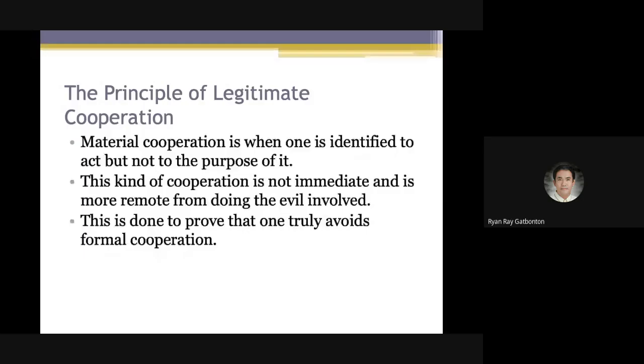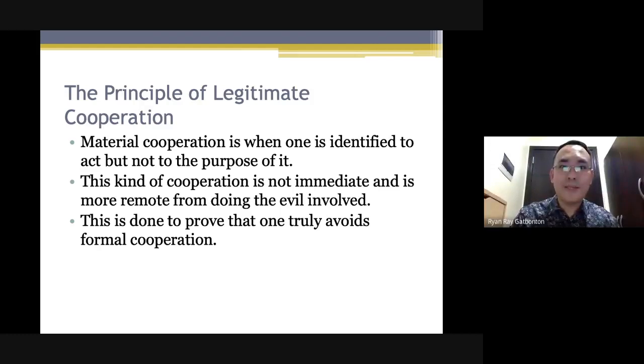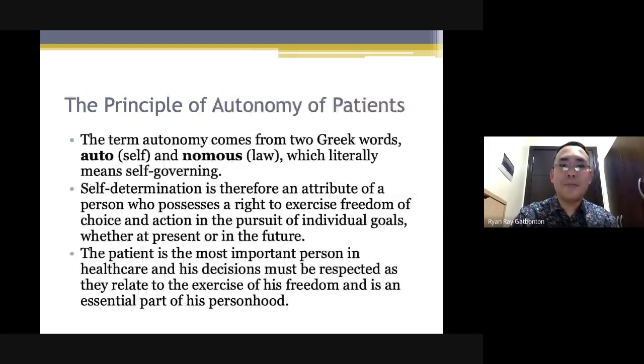Now, this one is the second type of cooperation, which is your material cooperation, which is the legitimate kind of cooperation. Okay? So when we say material cooperation, binabanggit natin doon na hindi siya directly identified with the action, but you're just participating, no? Because you want to prevent a greater evil from happening. Okay? And the last principle that we will discuss is what you call the principle of autonomy of your patients.